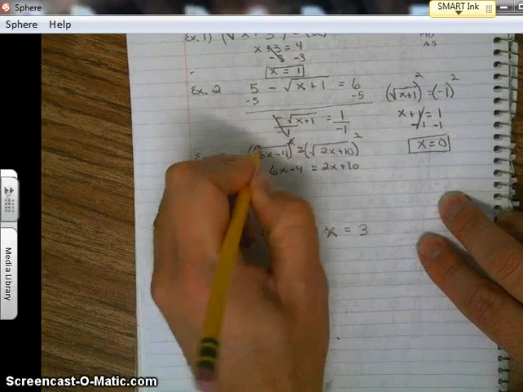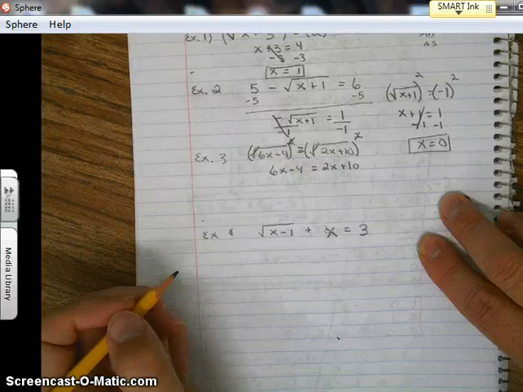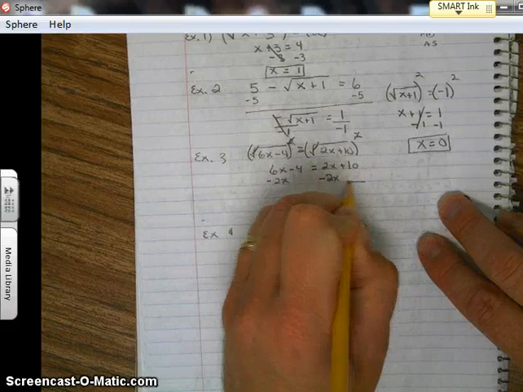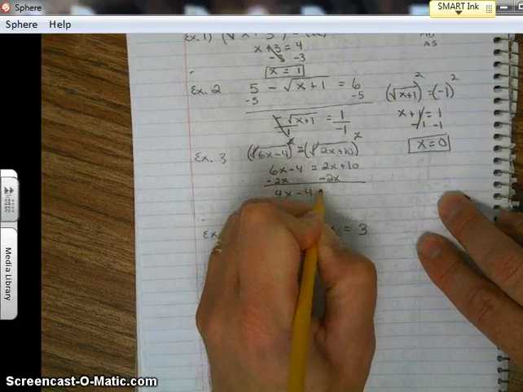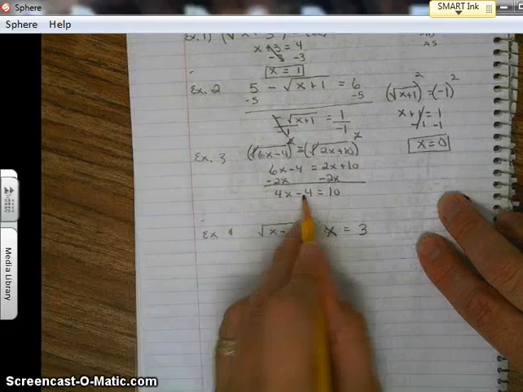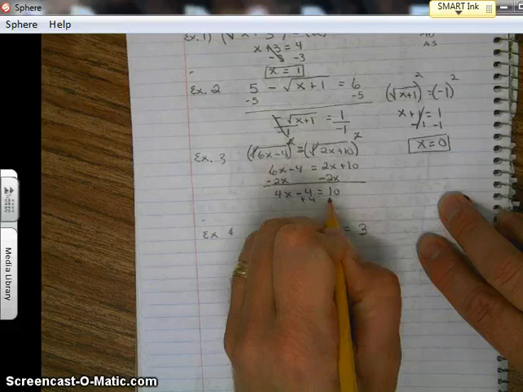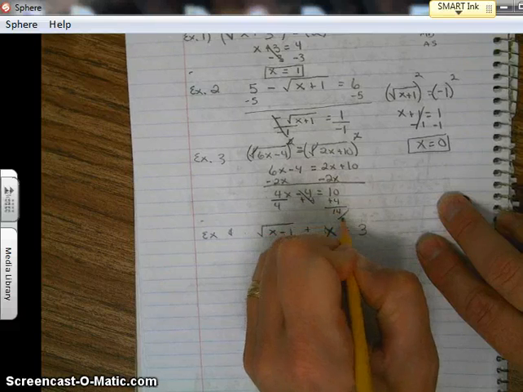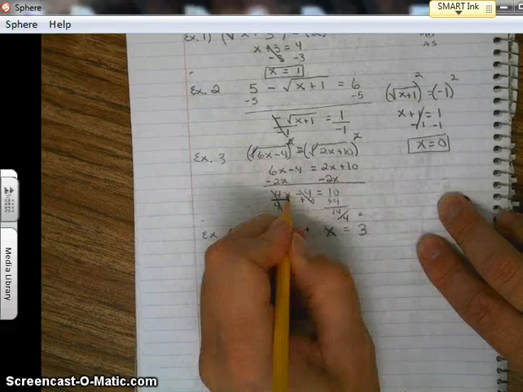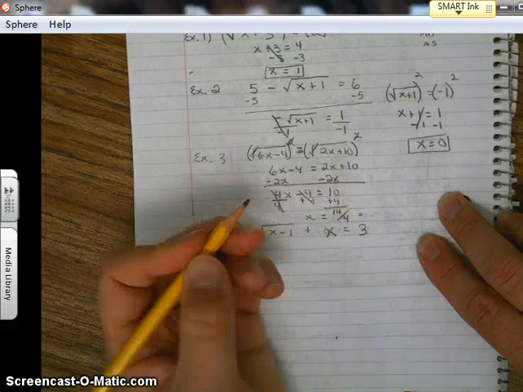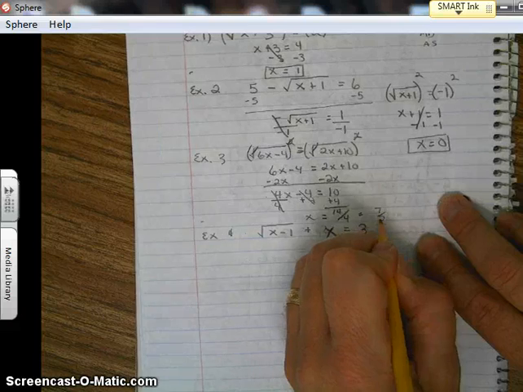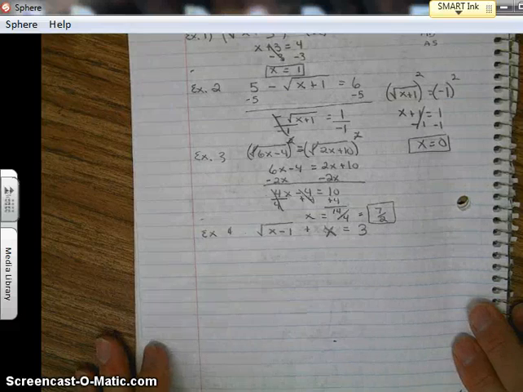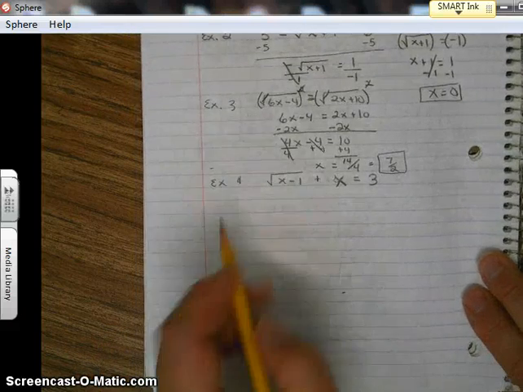Because the square cancels out the square root. And we're solving for x. We got an x on both sides, so we have to cancel 1. And we just have a two-step equation. Add 4, divide by 4. So we're going to have 14 divided by 4. So x equals, simplifying that, we get 7/2 as our solution. Okay, let's take a look at number 4.